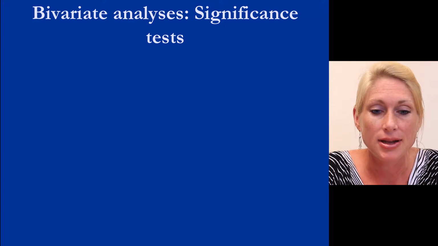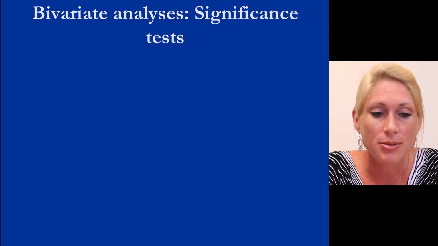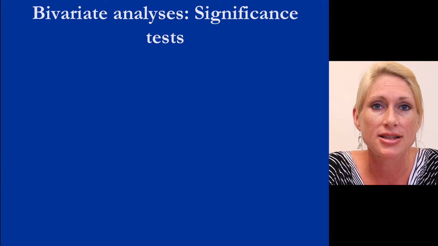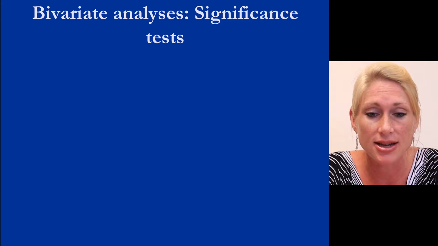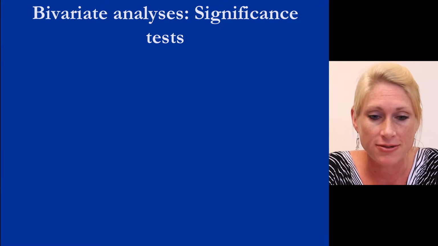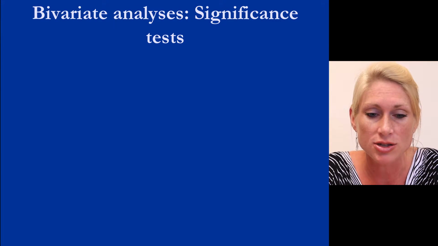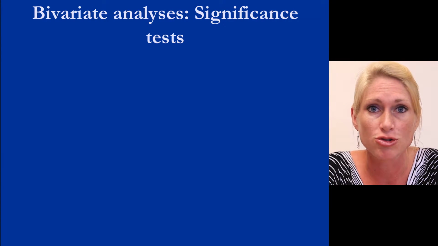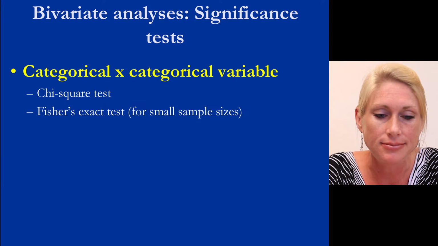The next step in a bivariate analysis brings us to significance tests. With a bivariate analysis, we're looking to see whether there's an association or a relationship between the two variables that we're analysing. If we observe a difference between the groups that we're comparing, we need to determine whether that difference is likely to have occurred due to chance or whether it's likely to be a true difference. And this is where significance tests come in.